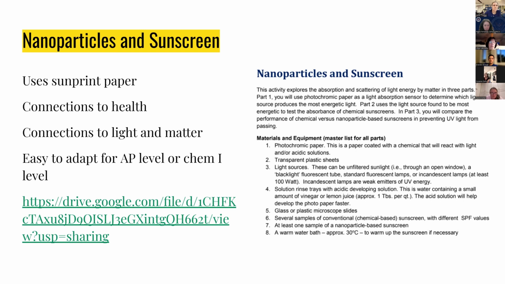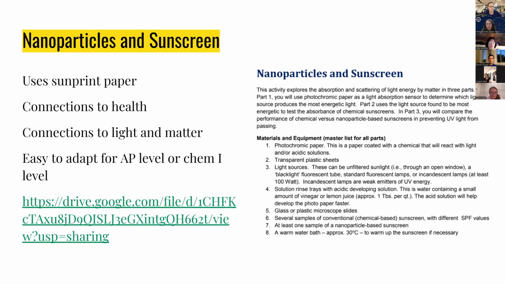Okay, the next thing that I've integrated, and again, this is both at the Chem 1 level, and sometimes I will just do it as a little fun thing at the AP level, is something on nanoparticles and sunscreen. So using that sunprint paper and seeing, and I don't have any pictures, sorry about that, how effective sunscreens are.